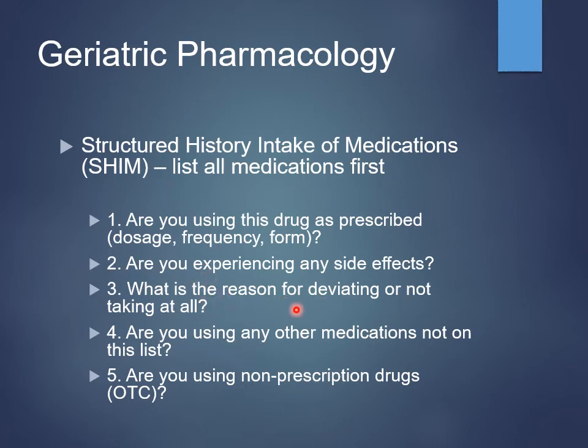You know, if they are deviating from their prescribed regimen, why are they doing that? Is it because of side effects? Is it because of costs? These are things where you can uncover problems early on to try to fix those. And obviously, are there any other medications that are not on the list?